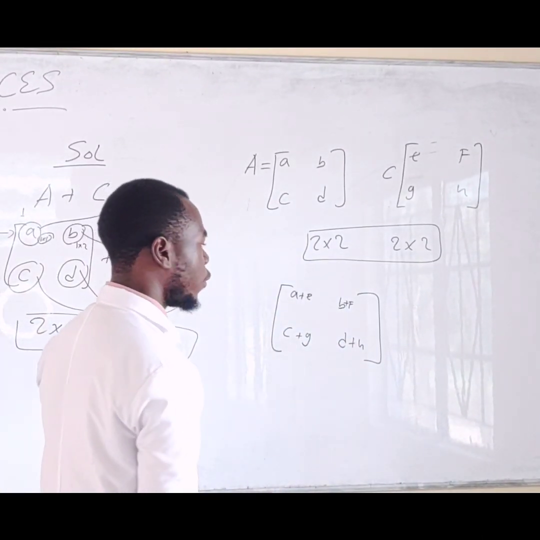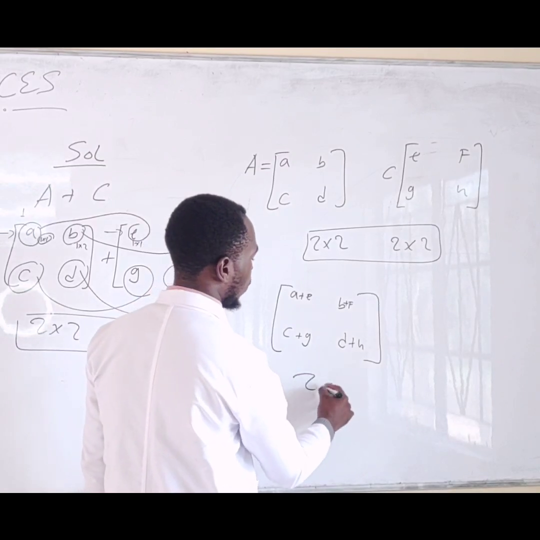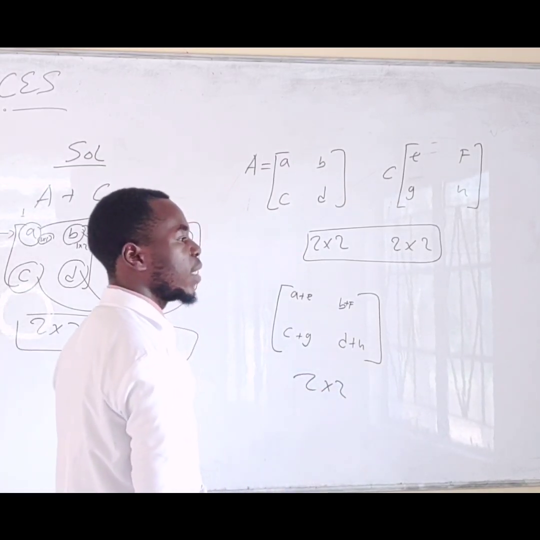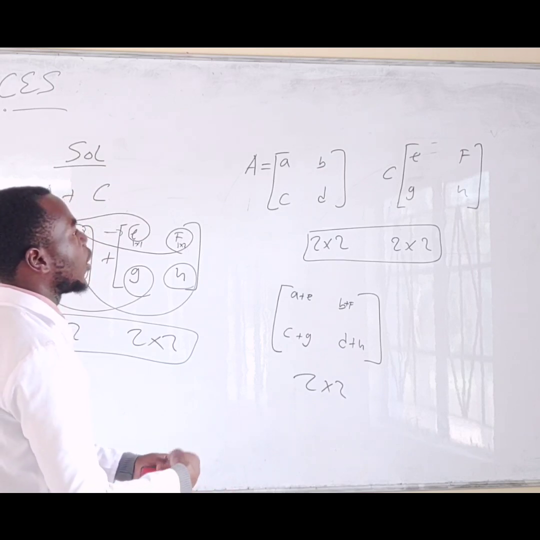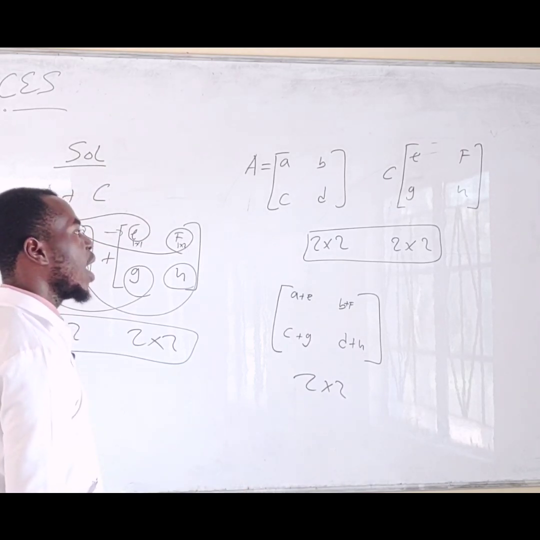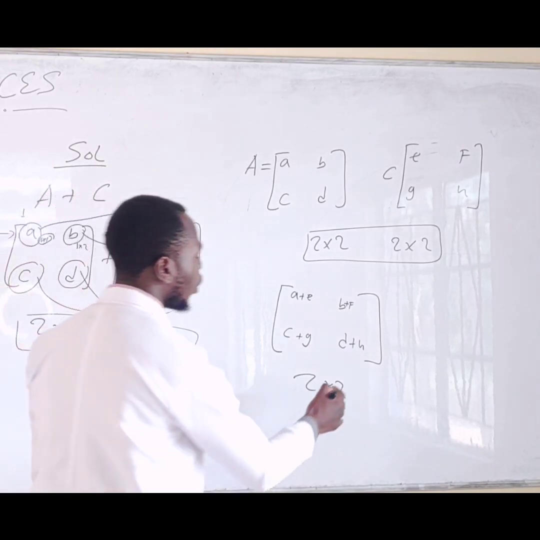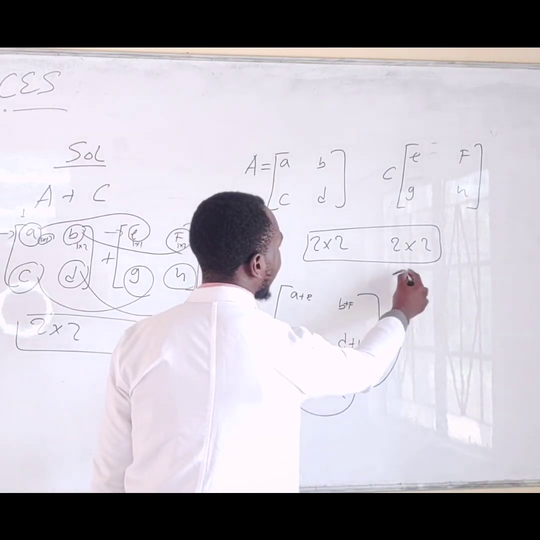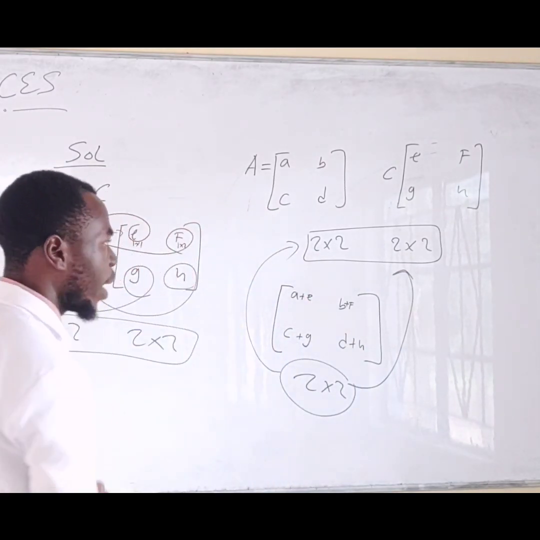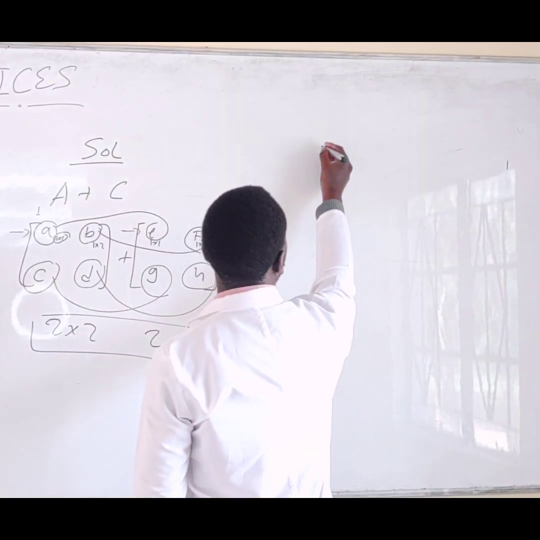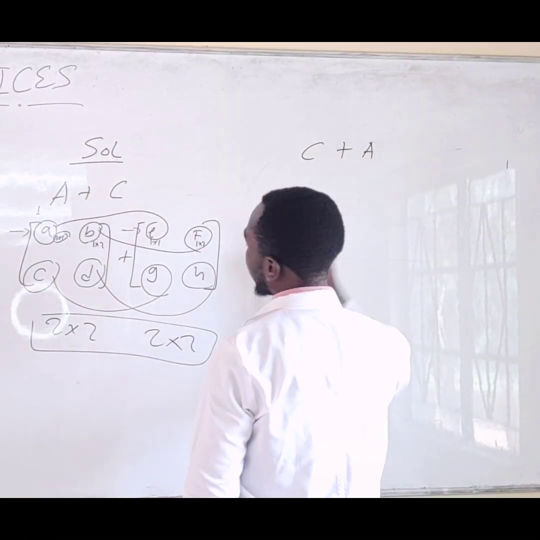What is the order of your answer? The order of your answer is 2 by 2. This implies that you can only add two matrices of the same order, and the answer you are going to have is going to have the same order as the matrices you are given in order for you to add them.